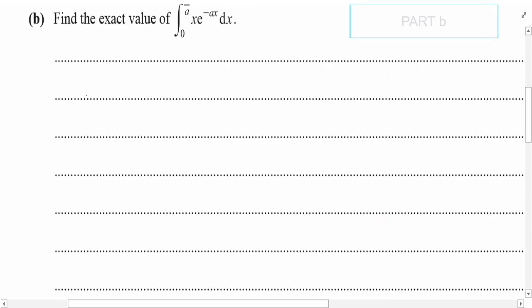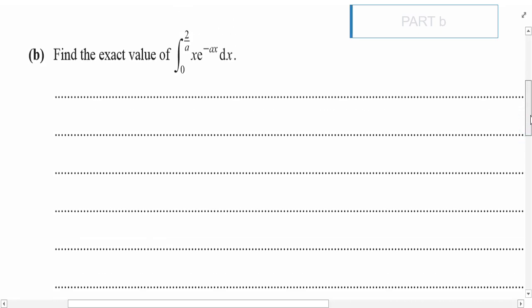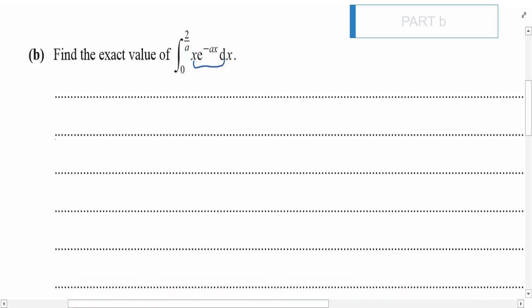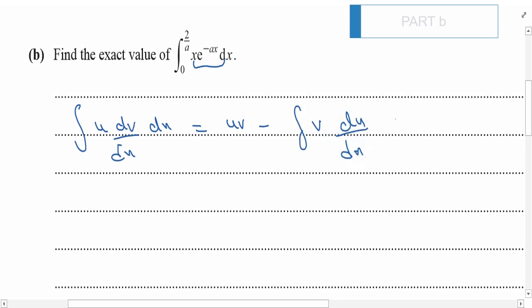Moving to part B, we have to find the exact value of the definite integral of x e to the power of minus ax dx with limits 0 to 2 by a. In order to solve this, we are going to use integration by parts. The formula for integration by parts is the integral of u dv by dx dx equals uv minus the integral of v du by dx dx.